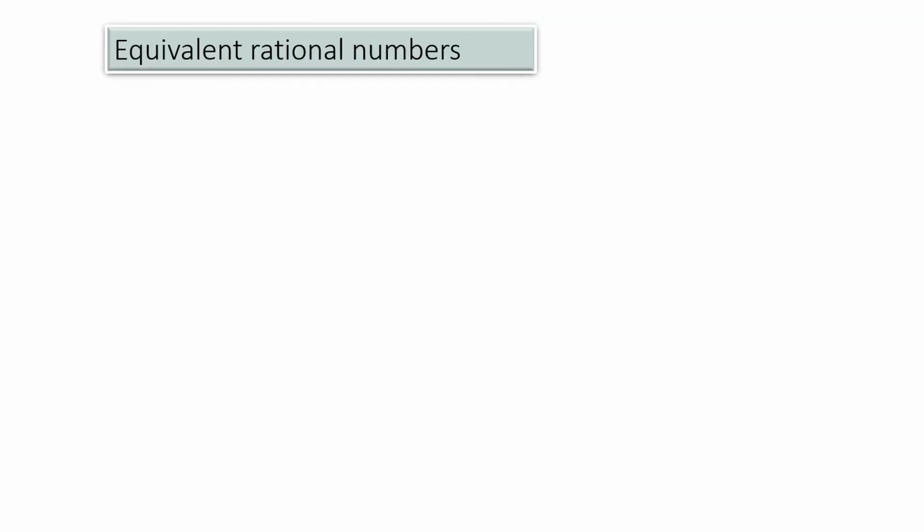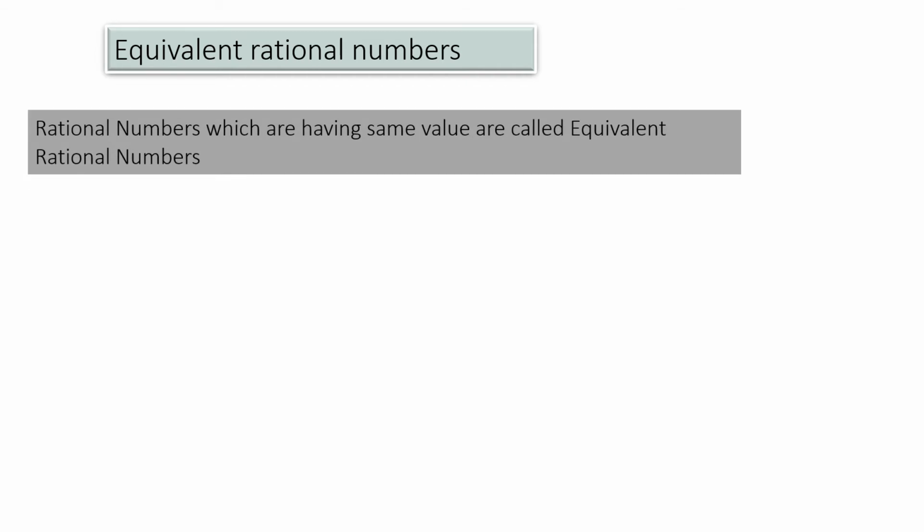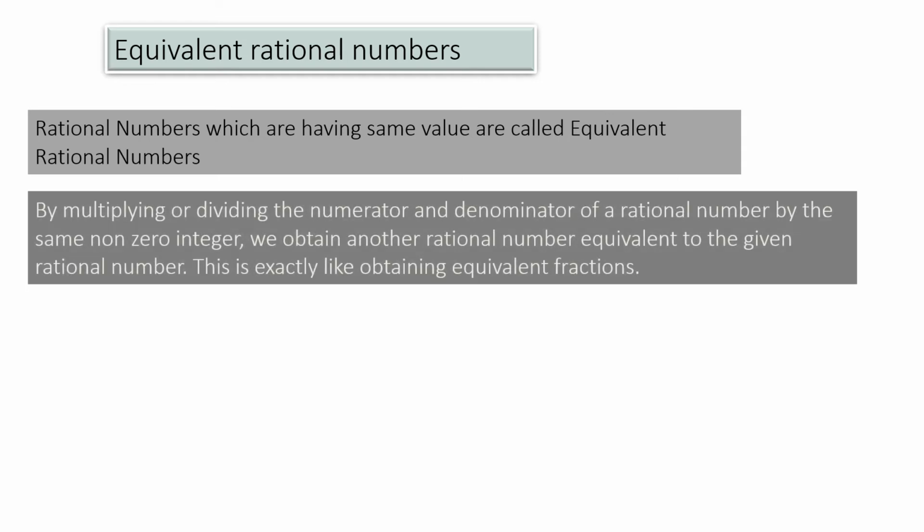Equivalent rational numbers. Rational numbers which have the same value are called equivalent rational numbers. By multiplying or dividing the numerator and denominator of a rational number by the same non-zero integer, we obtain another rational number equivalent to the given rational number. This is exactly the same as obtaining equivalent fractions. Let us see one example.